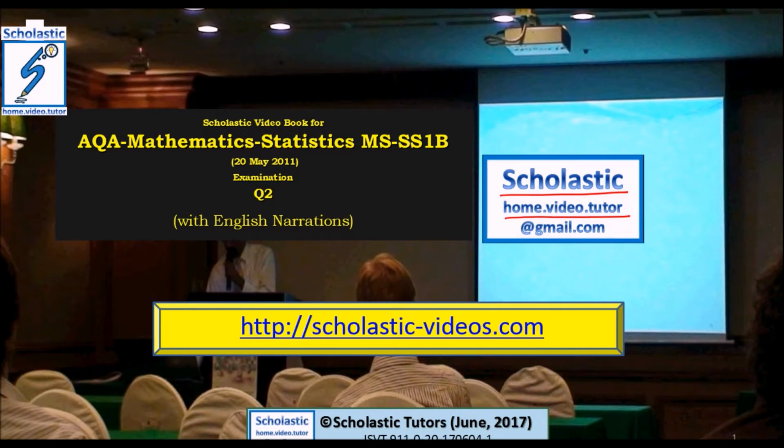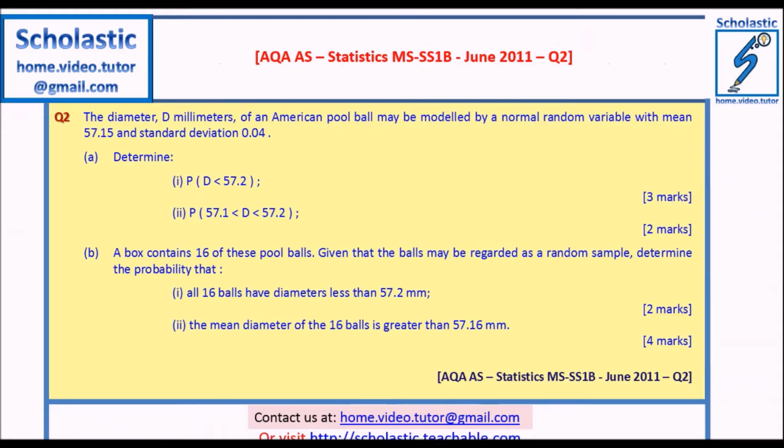In this lesson, we are going to look at the AQA Mathematics Statistics MS/SS1B May 2011 examination, question number 2. Let's read the question. The diameter D in millimeters of an American pool ball may be modeled by a normal random variable with mean equal to 57.15 and standard deviation equal to 0.04.